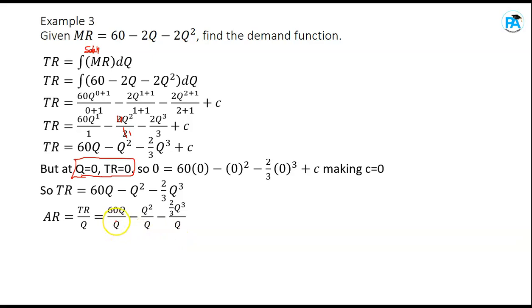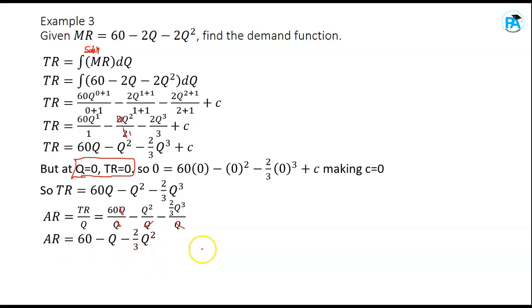So this Q takes away this Q. This also, so we have 60 minus, when this Q takes away one of the Q's, you have two Q's here, Q times Q, you'll be left with one Q. Minus 2 over 3Q cubed. When this Q takes away one of the Q's here, you'll be left with Q squared. So 2 over 3Q squared. So this is the average revenue.